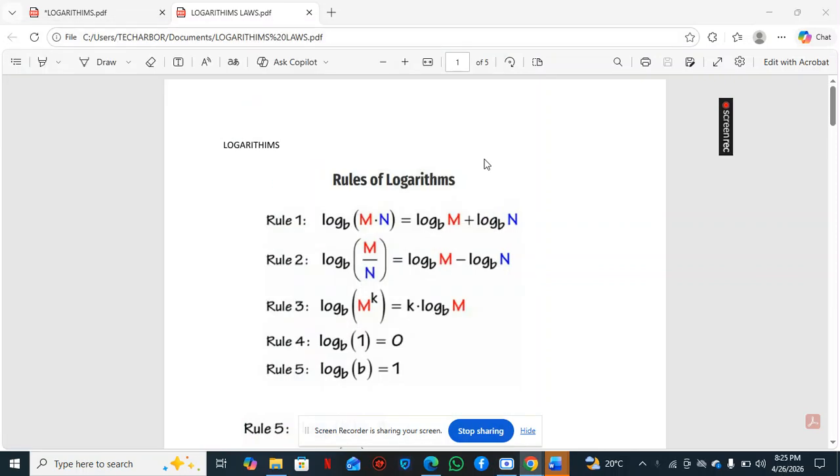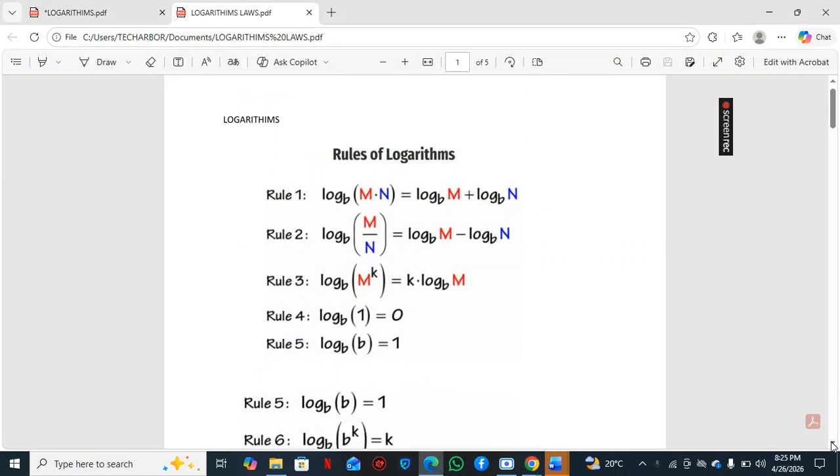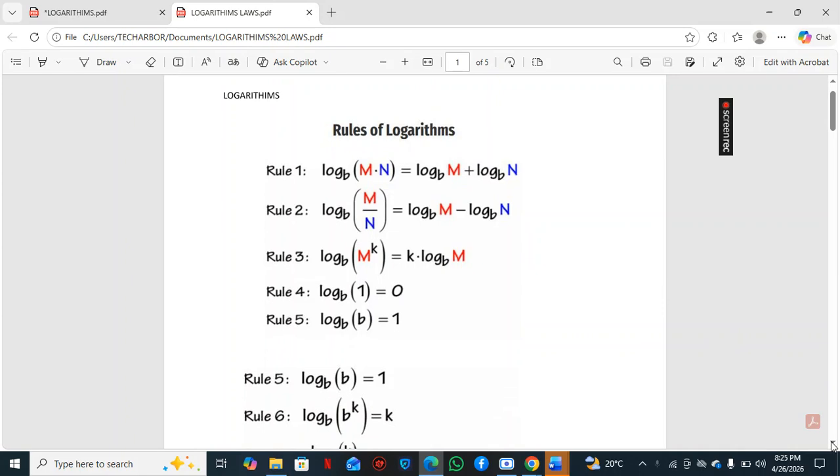Okay, so we're going to go through the rules of logarithms and how we apply them, because with a lot of questions with logarithms, you are going to be questioned on these laws. So we have rule number one, which is called the product rule.